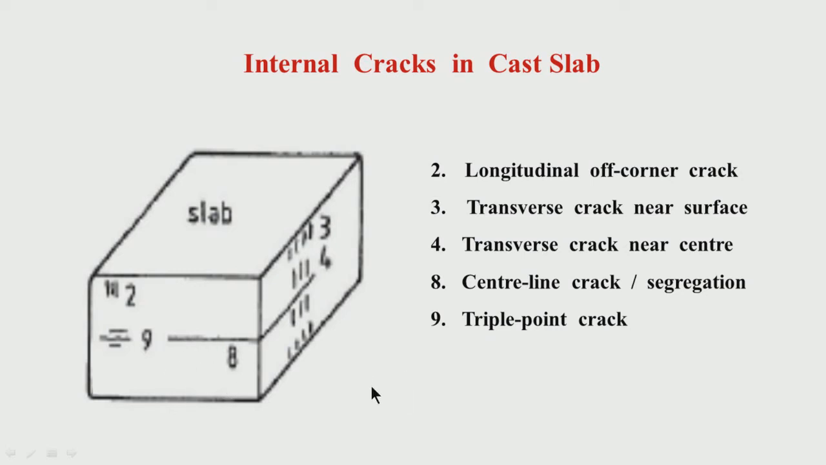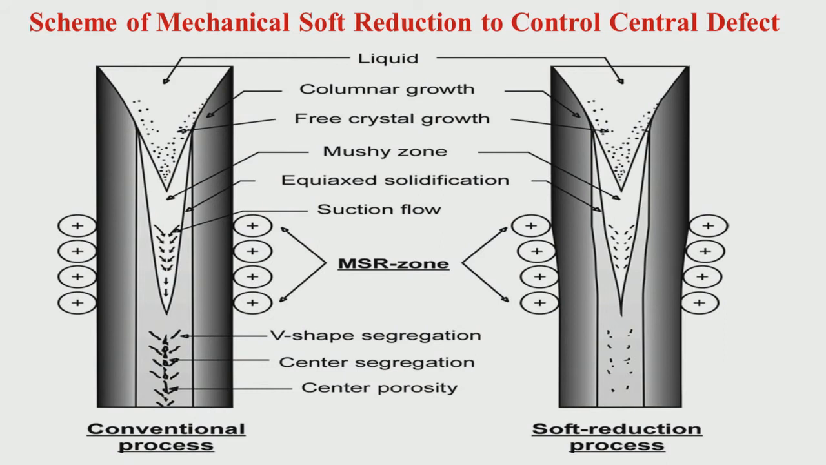So what to do? This is a very important defect. This is a very typical defect for cast product, and for certain applications you do not want a crack or heavy segregation at the center. So additional precautions will be necessary to control the incidence of this crack and segregation at the central line. This is called mechanical soft reduction.